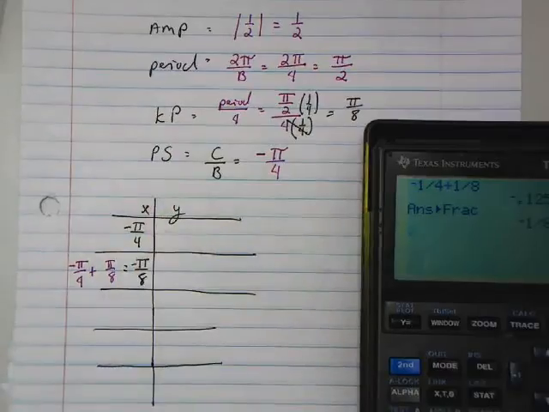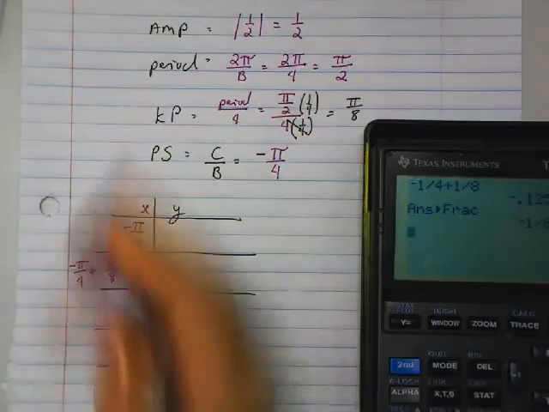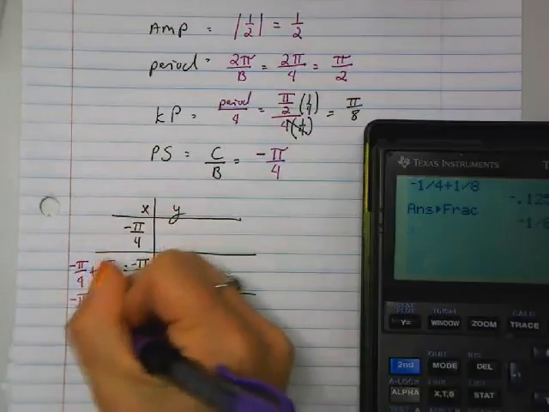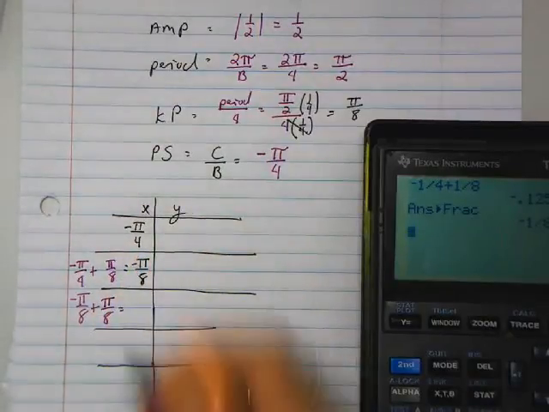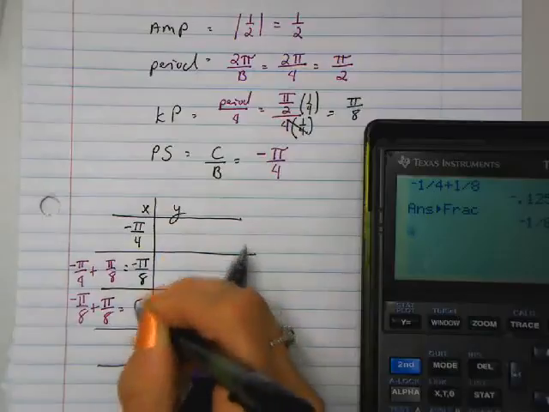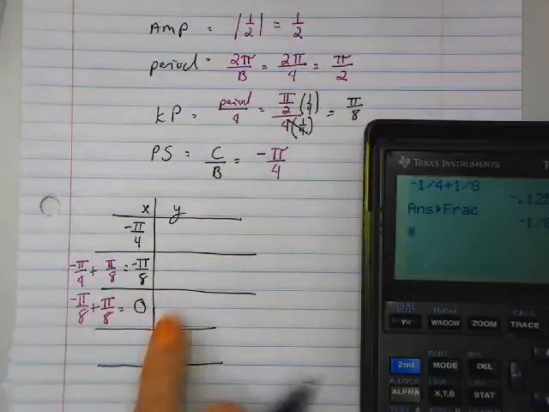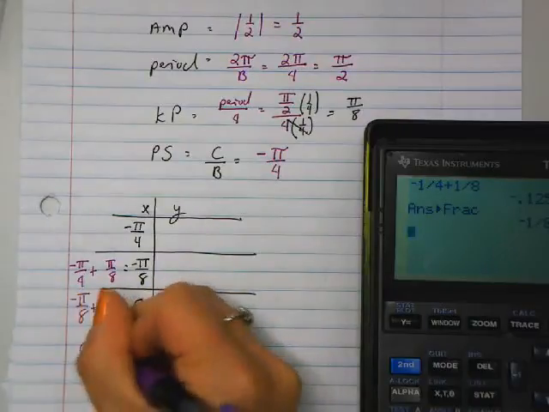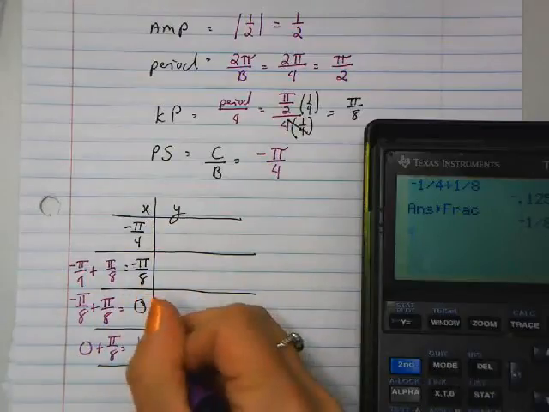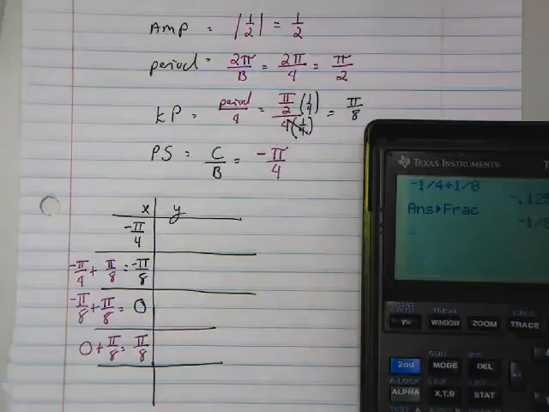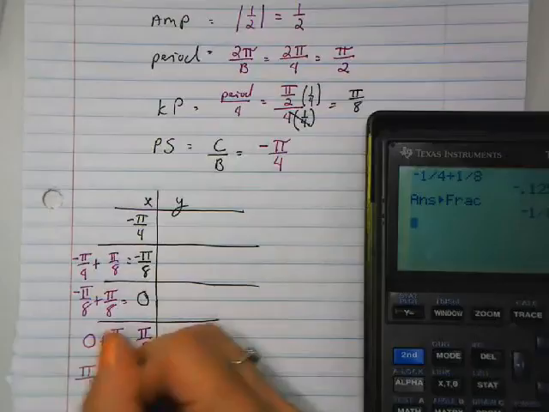To get your next row, you take your ending point and add a key point. So negative pi over 8 plus pi over 8 is 0. Do the next row. Take your end point, add, so 0 plus pi over 8 is pi over 8, and then see if you can get the last one. Take my end point, add a pi over 8.